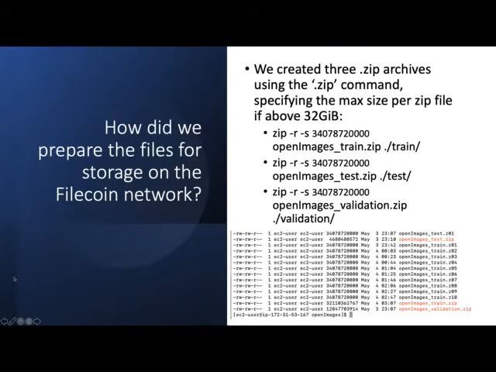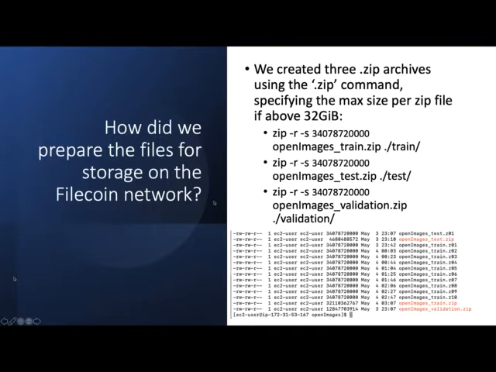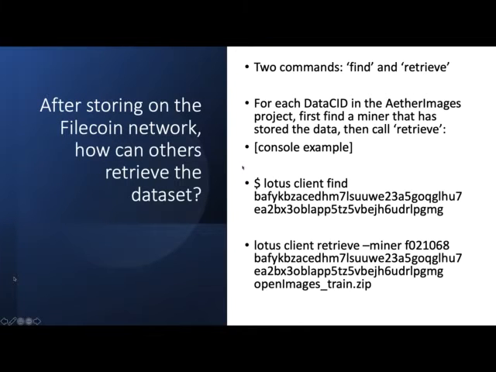So how do we prepare it? We basically zipped up all these files, indicating the maximum file size to try to fit into that 32 gig sector for the Filecoin network. If we go to our console once again and just get in here, we'll see these are the prepared files there. So we stored those on the network, and now if you want to retrieve them, what do you do?